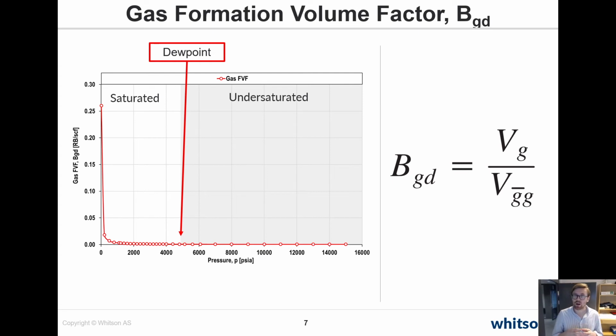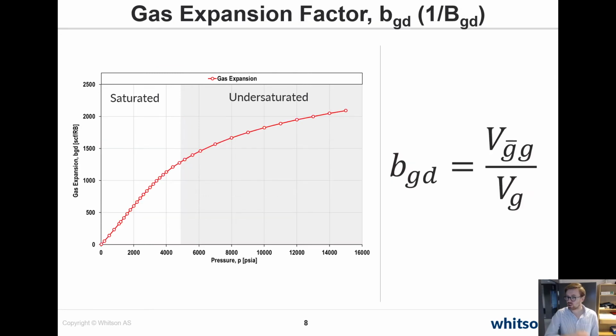And that's why many times, when it comes to gases, we are also talking about the inverse of this gas formation volume factor, which is just called the gas expansion factor. It's just the inverse, 1 over the large B_gd, and it's denoted with a small b subscript gd. We see that it's just the same definition flipped around.